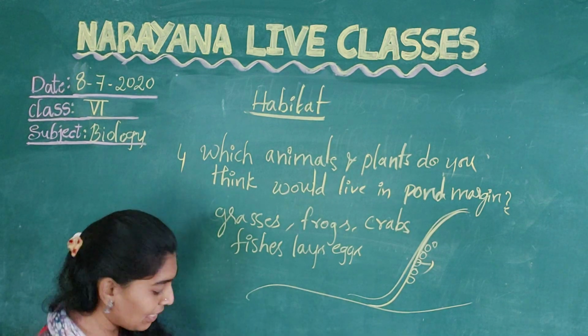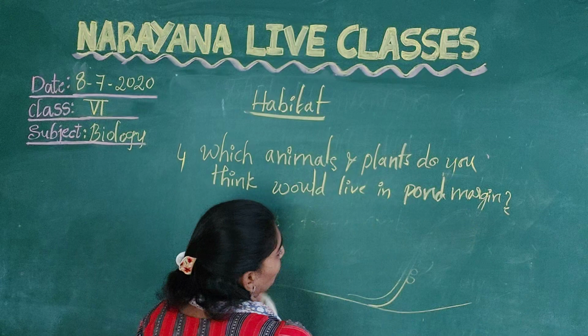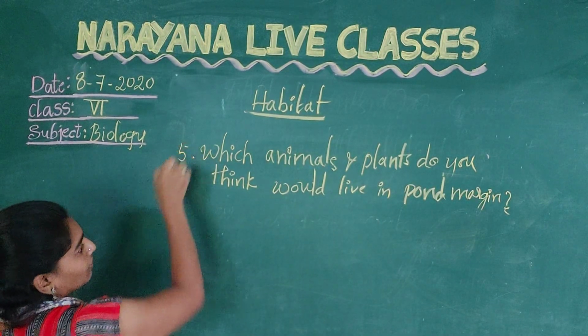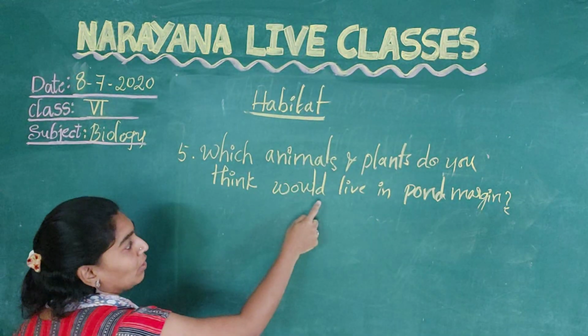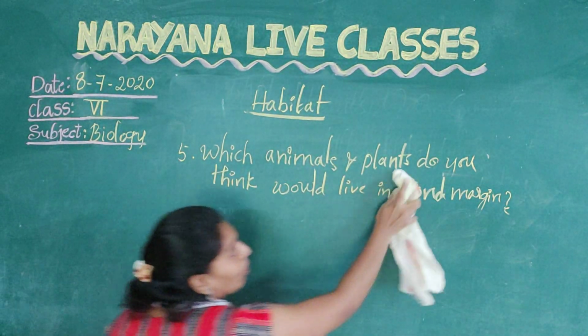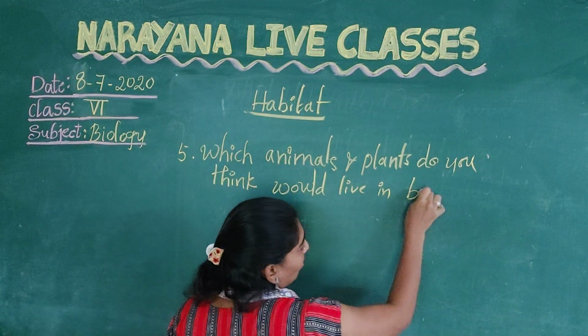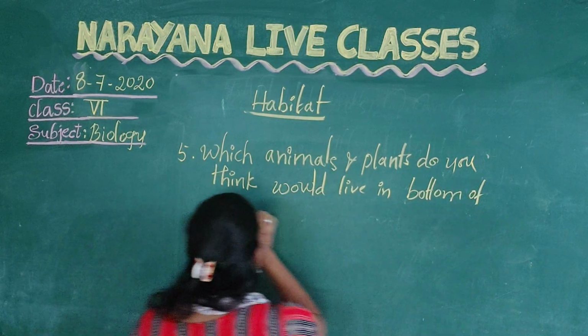Then comes the next question. The fifth question we are going to discuss: which animals and plants do you think would live at the bottom of the pond?